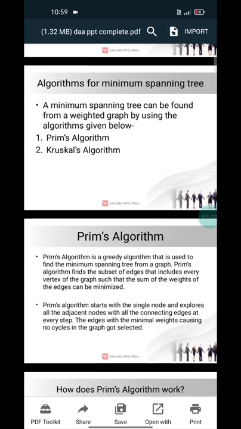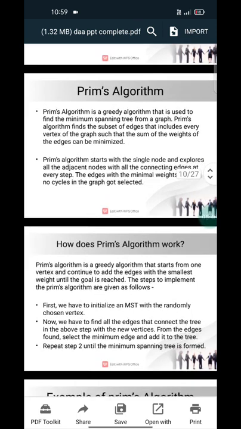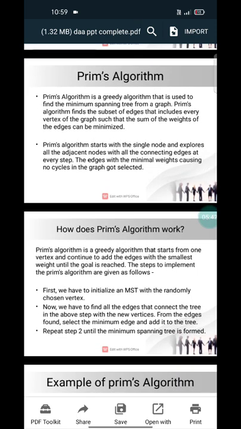Algorithms for minimum cost spanning tree. A minimum cost spanning tree can be found from the weighted graph by using algorithms given below. They are Prim's algorithm and Kruskal's algorithm. Prim's algorithm is a greedy algorithm that is used to find the minimum cost spanning tree from a graph.